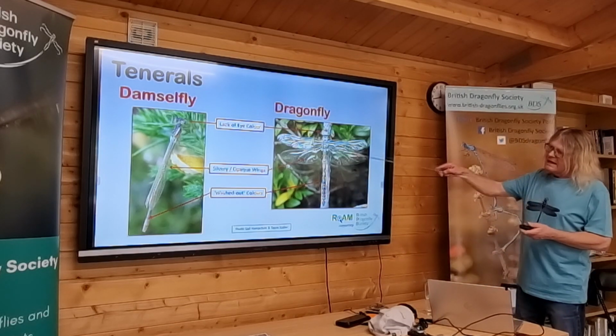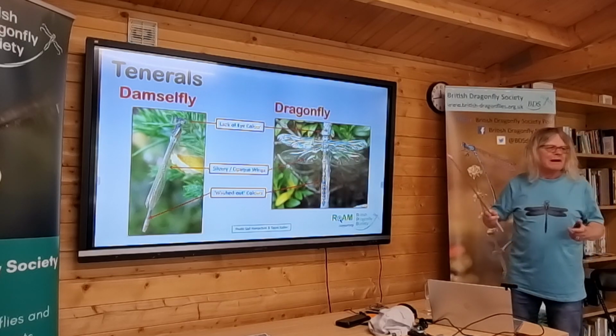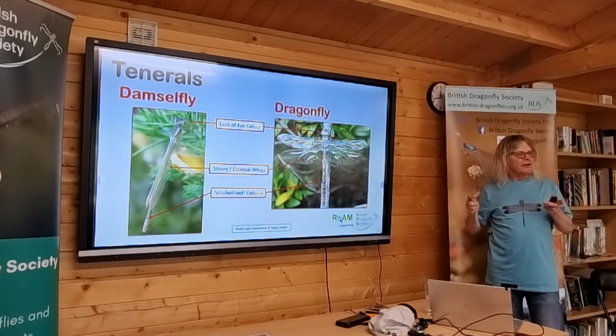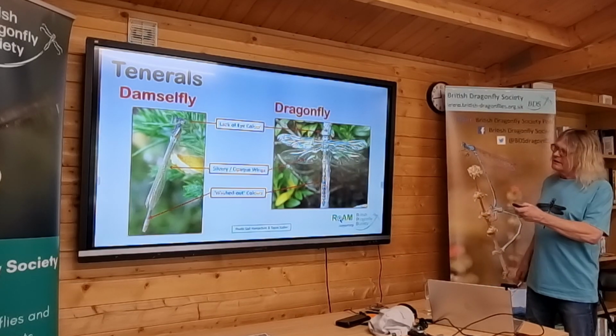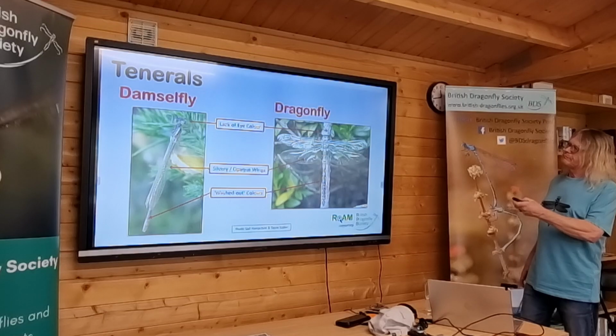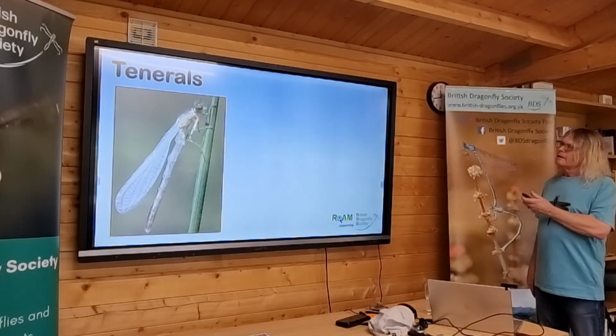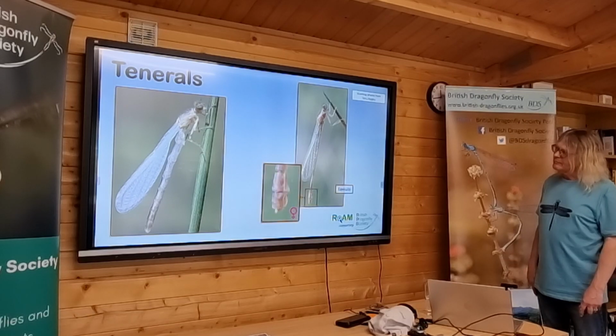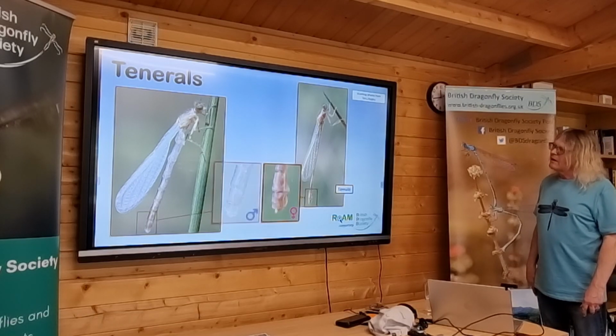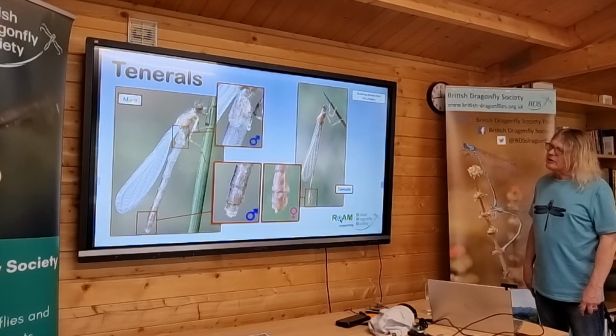But because of the way damselflies are, because of their flight, they don't have the capacity to disperse. Some of them do. There are species that will disperse, but most of them tend to be very close to where they originated. There's a few pictures of some tenerals for you here. So it just shows you that when they're like this, they're hard to identify down to species.